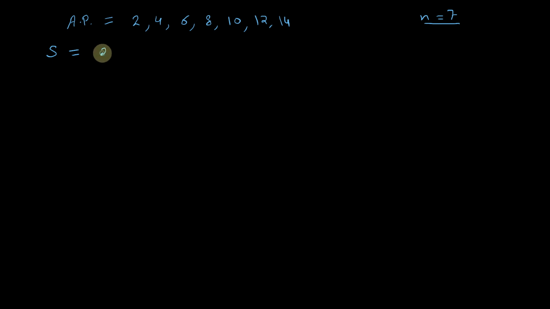Sum will be 2 plus 4 plus 6 plus 8 plus 10 plus 12 plus 14. Now you can easily calculate the sum by adding these numbers. But that's not our problem. We are going to develop the formula. For that, let's find out the sum again, but by reversing the order.